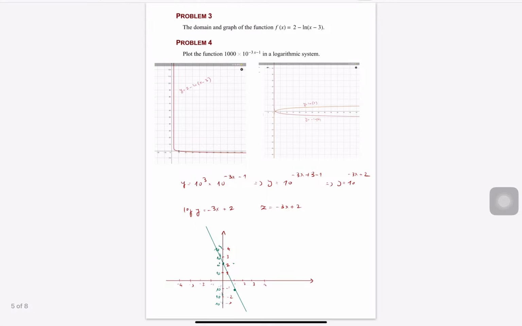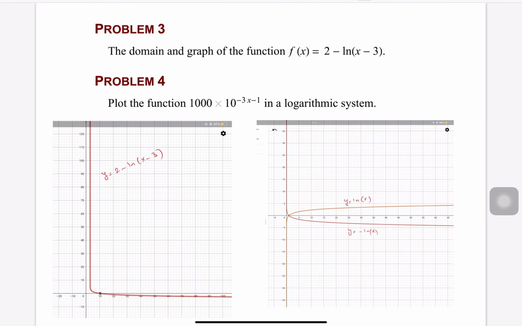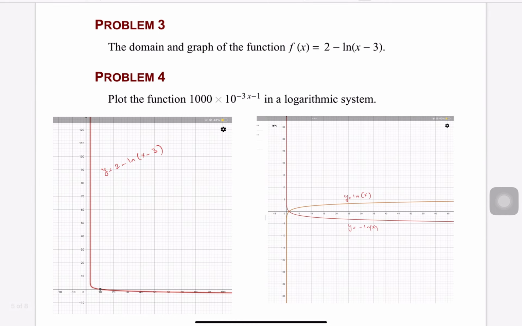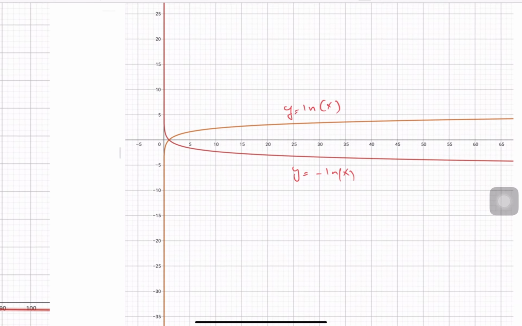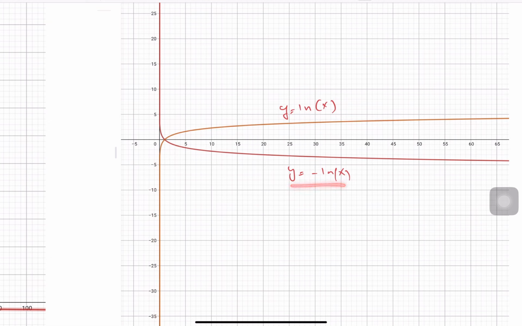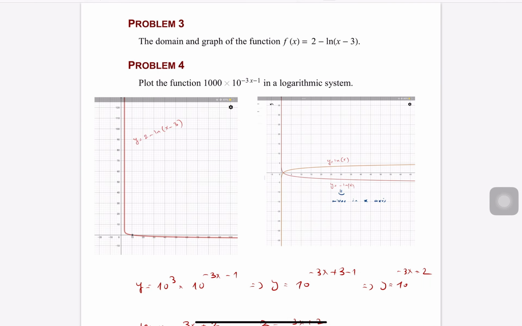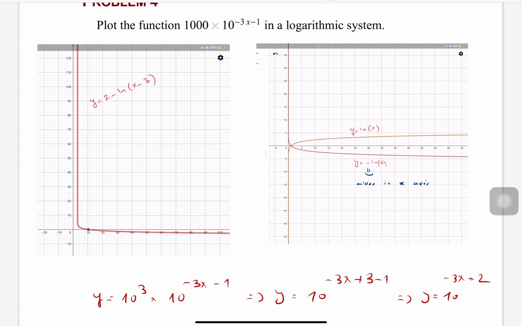For the third question, it says draw and find the domain of this equation. It's very easy. First, I find ln x. Ln x is this equation. The start comes from here, goes here. And the minus ln x will be the opposite, because it will be a mirror in the x-axis. Then I have to plus 2, times go up, and it will be this equation.